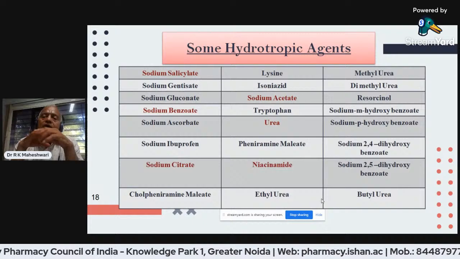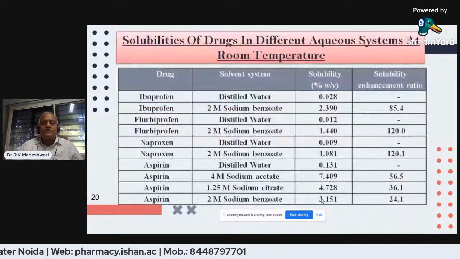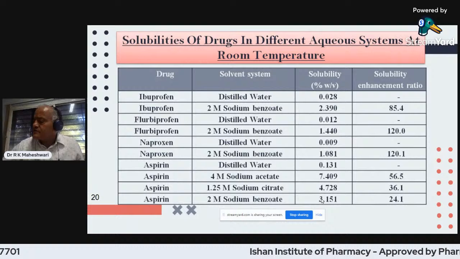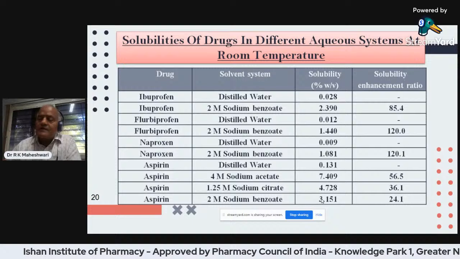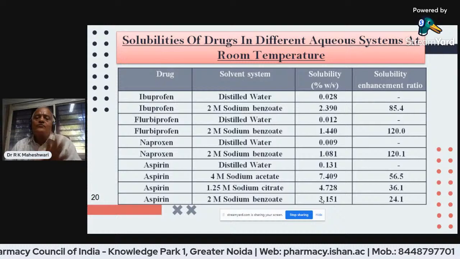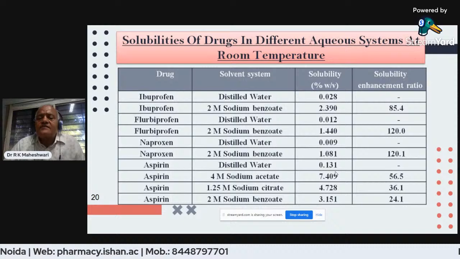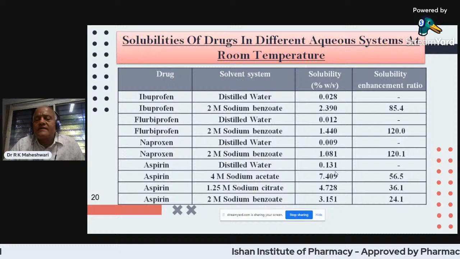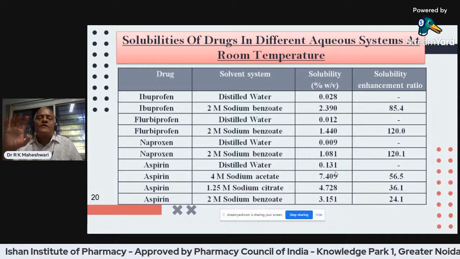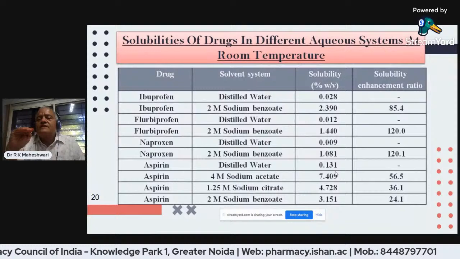If some students, teachers or researchers are interested in this PowerPoint presentation, they can write to me and I can send it to you, because in a short time I cannot show all the examples here. If you see this, ibuprofen solubility in distilled water is 0.028%. Ibuprofen solubility in 2 molar sodium benzoate solution is 2.390%, about 85-fold solubility enhancement. What is this solubility enhancement ratio? Solubility in the hydrotropic solution divided by solubility in water.